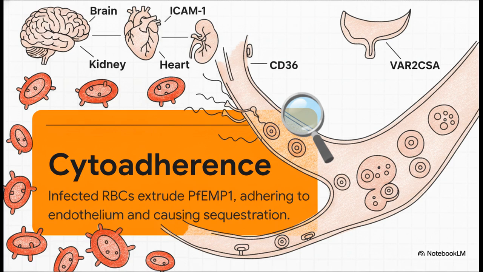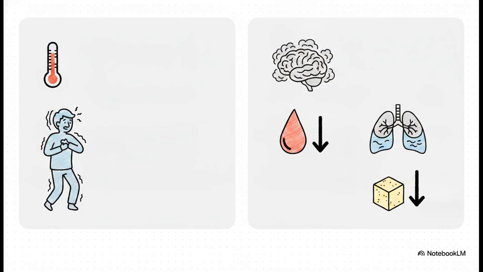And because these mature forms are basically glued deep inside your organs, causing microvascular obstruction and lactic acidosis, when you actually draw peripheral blood, you're only going to see the early ring forms. So, what's the line between standard malaria and a crashing patient? Well, uncomplicated malaria gives you your classic fever, rigors, and thrombocytopenia.